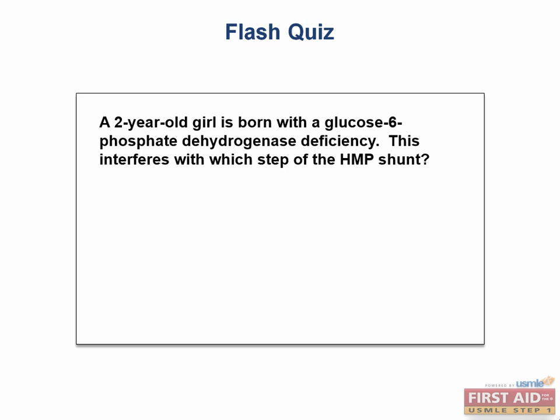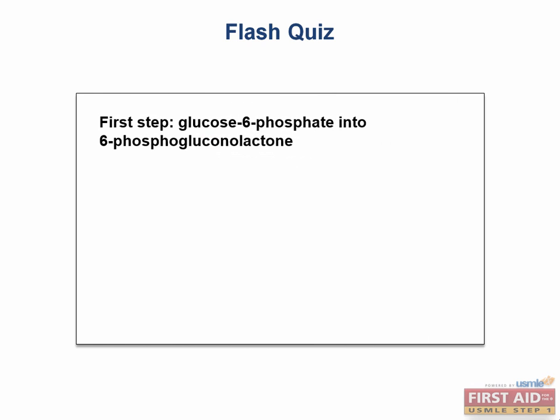So a 2-year-old girl is born with a glucose 6-phosphate dehydrogenase deficiency. This interferes with which step of the HMP shunt? Well, it'll interfere with the first step, the irreversible oxidative phase, or the first reaction of the HMP shunt, which is going to convert the glucose 6-phosphate, remember from our glycolysis pathway, into a molecule of CO2. It's going to create 2 NADPHs and also that ribulose 5-phosphate molecule, which will then go on to the second part of the HMP shunt, which is the reversible non-oxidative phase.